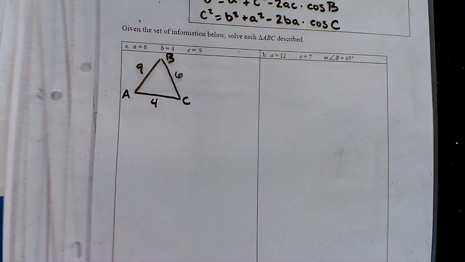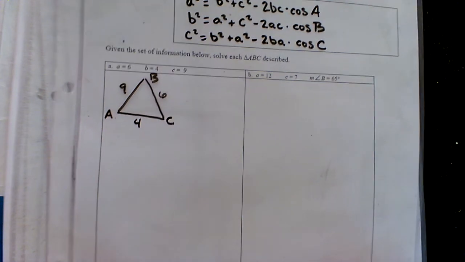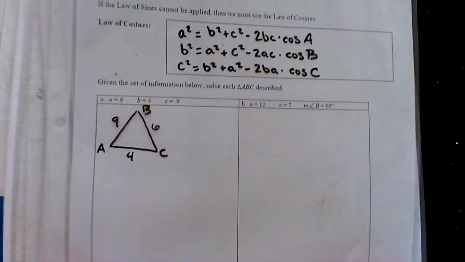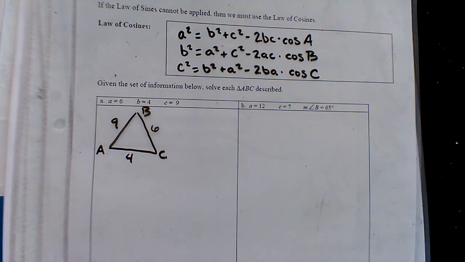So let's try to just pick an angle, either A, B, or C. Which one do you want to try to solve for first? I mean, we'll find all three eventually, but we've got to start with one of them. Do we have a preference? You just want to do A? We'll start there.